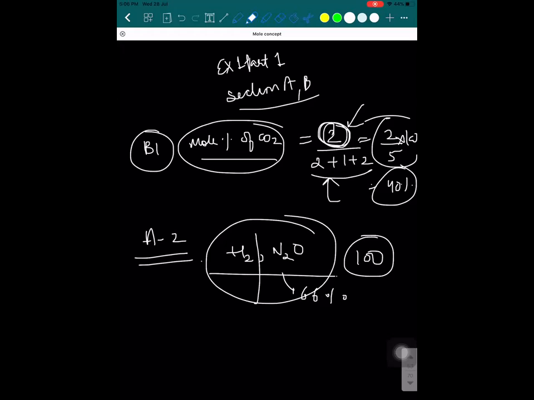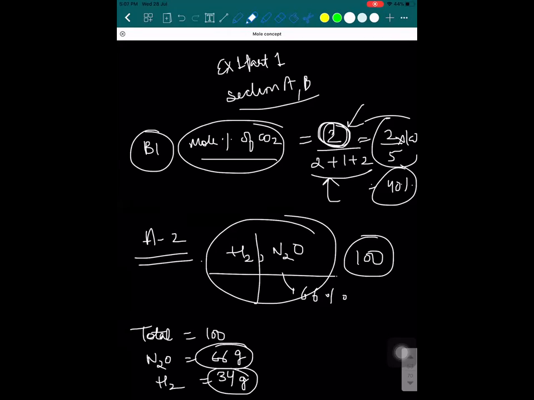Yeah, I got it. How you solved it? Good. Very good. What you have to do is, total weight of this particular compound is 100. So N2O will be 66. So hydrogen will be how much? Obviously 34. If 66 gram is N2O, hydrogen is 34 gram.